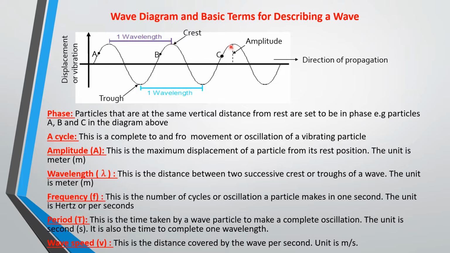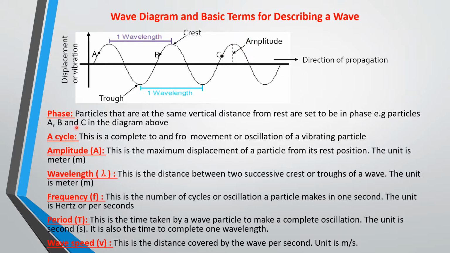Now if you look at this drawing, you see that this is a crest, this is a crest, and this is a crest. This is a trough, this is a trough, and this is a trough. The distance between two crests, from the middle of one crest to the middle of the next crest, is known as a wavelength. The same thing applies to the distance between the middle of one trough to the middle of the next trough; it is also known as a wavelength. Then the height of displacement from rest, that is the distance from this point to this point, is known as the amplitude.